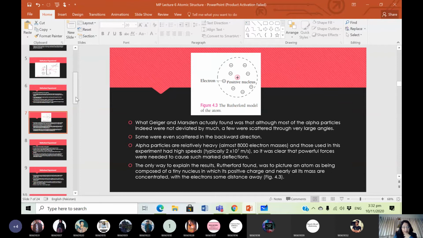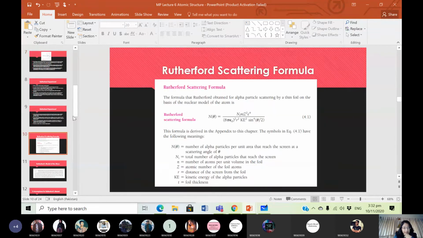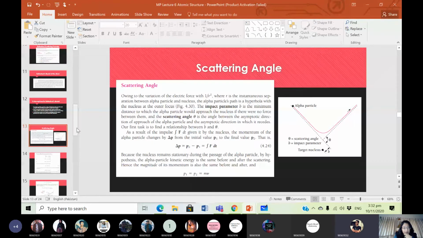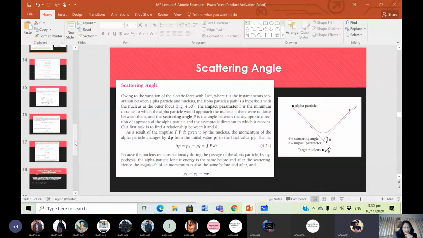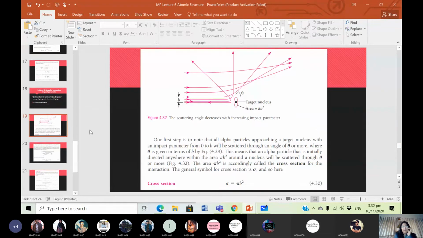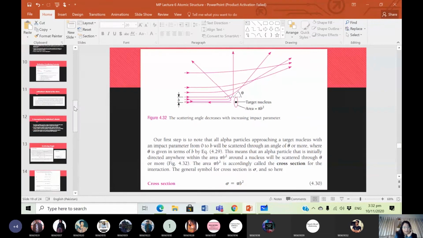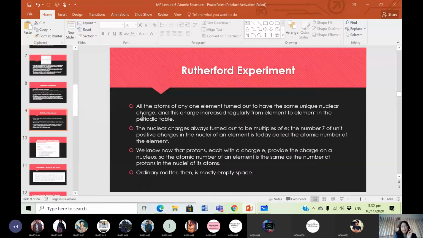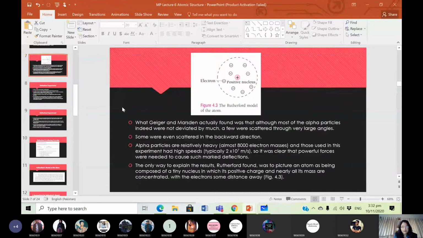Like there was a diagram, where some were fully reflected. Yes, some were deflected very much backwards. I have a diagram like this, though it is not an appropriate diagram for that. But what I'm saying is that some of them went over here. They discovered that a few of them were scattered by very large angles, and some of them even in the backward direction.